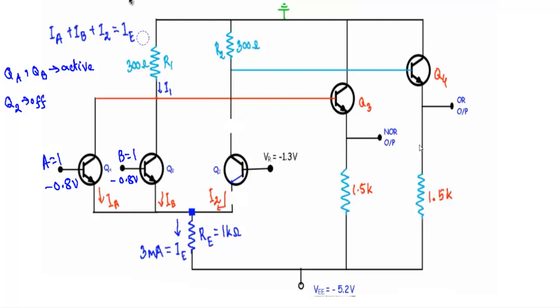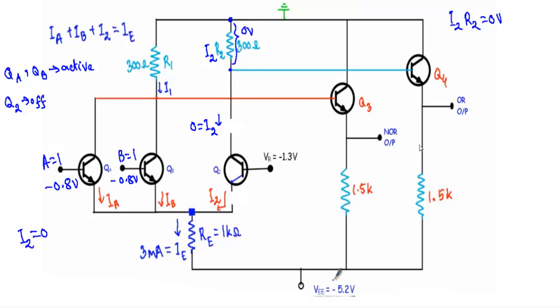Therefore the collector current I2 in case of the transistor Q2 will be equal to 0. As the collector current I2 will be equal to 0, therefore you will see there will be no current flow from this terminal to this terminal. Therefore our I2 R2 drop, which is I2 equal to 0 into 300, will be 0 volt. That means from this terminal to this terminal there will be no voltage drop, or voltage difference between this terminal to this terminal will be equal to 0 volt.